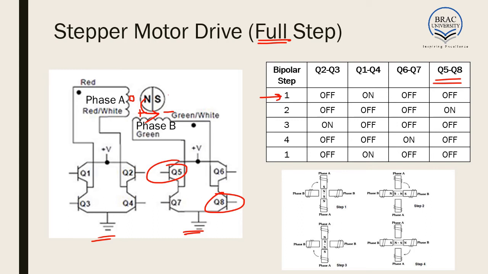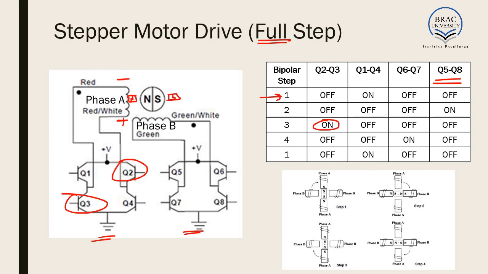And then again, in the next stage, we turn on Q2 and Q3, and we keep everything else off. So we have these and these on. That means the positive is now in this direction and the negative is in this direction. As we have stated, phase A has 2 coils, one here and another there. So the polarity is changed. Now the south pole will be created here and the north pole will be created here.